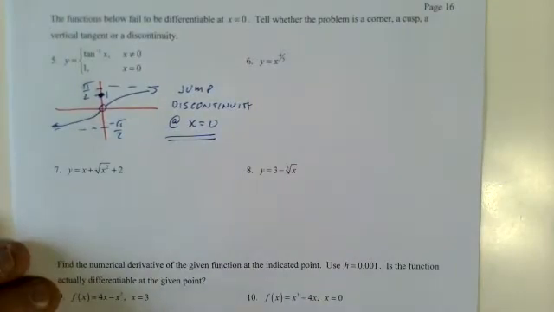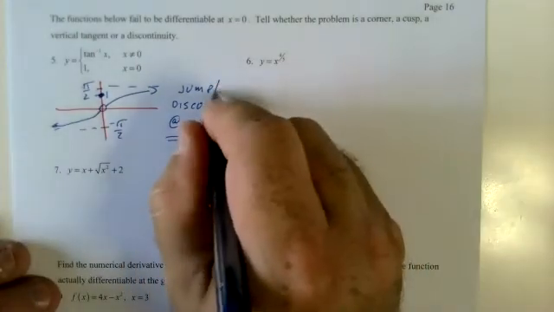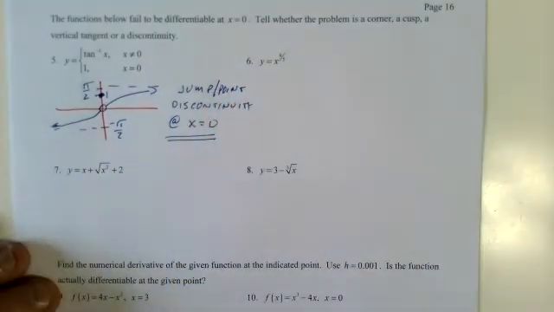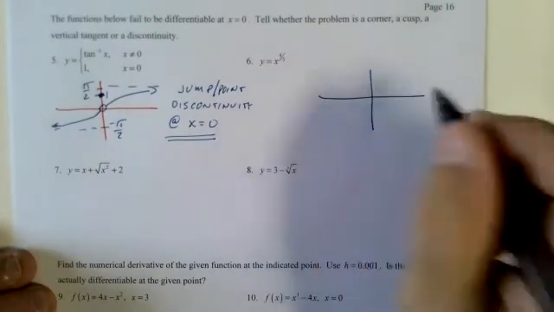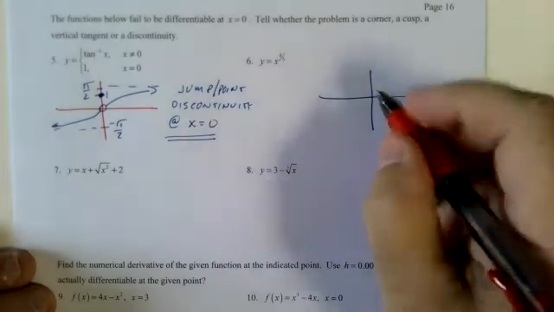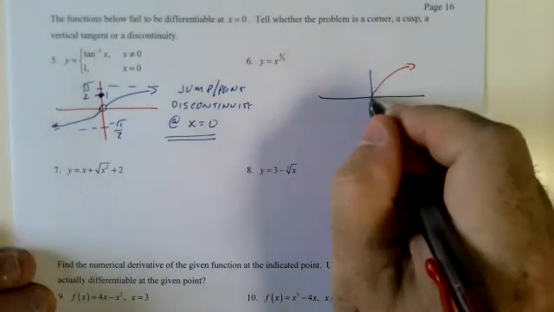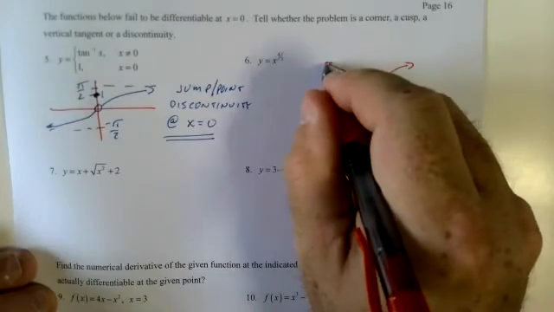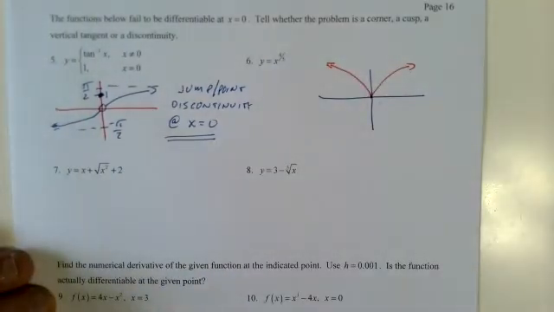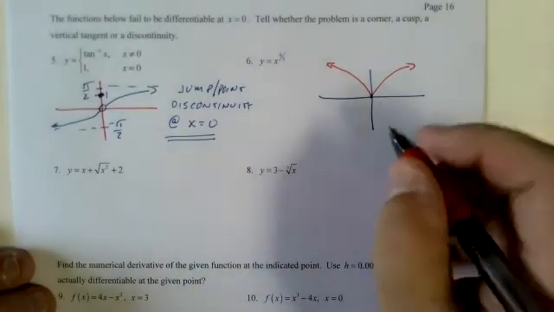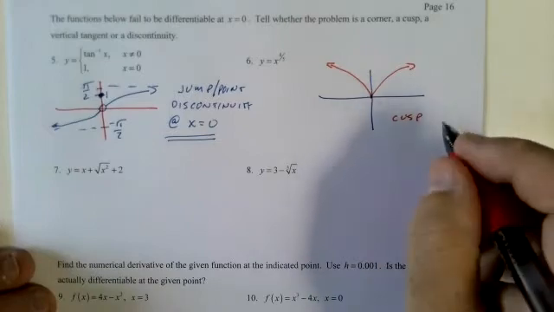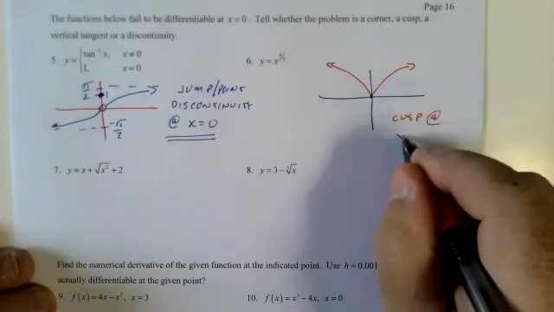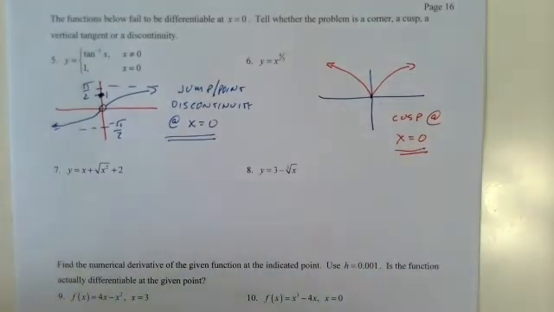Corner, cusp, vertical tangent, discontinuity. You could also call it a point discontinuity. Either one. It's not that big a deal. Graph y equals x to the 4/5. I actually don't have this one memorized. You should be able to throw this in a calculator, although it's really not that hard to put it together. And then you would say cusp at x equals 0. Call it a corner. I'm not going to lose any sleep over it, but it's just the way we're going to do it.